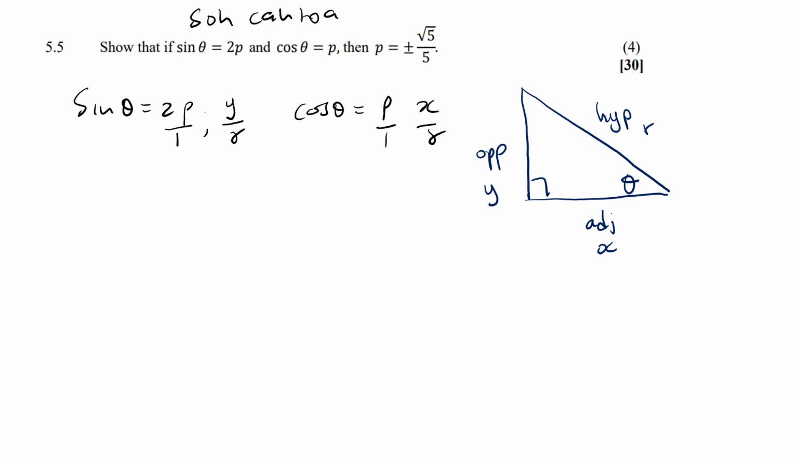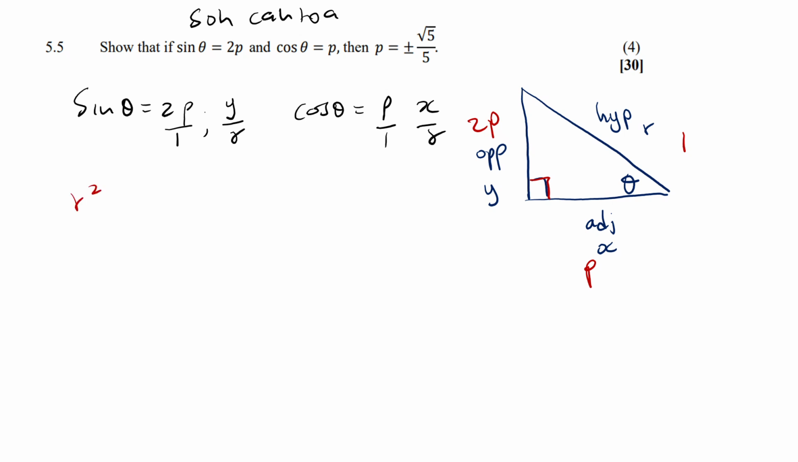So what is my y? That's 2p. You just have to substitute everything on this triangle. Your r, that's 1. Both of them have r of 1. And then your x, that's p. Now, let's find p. This is a right angle triangle. How can we find p?